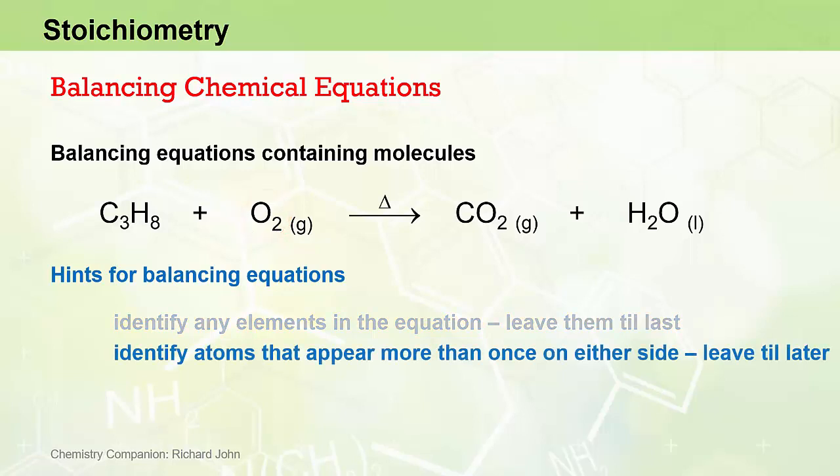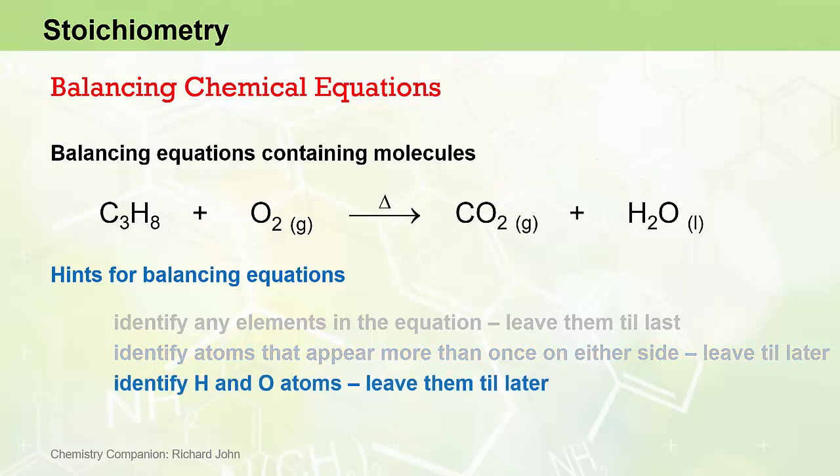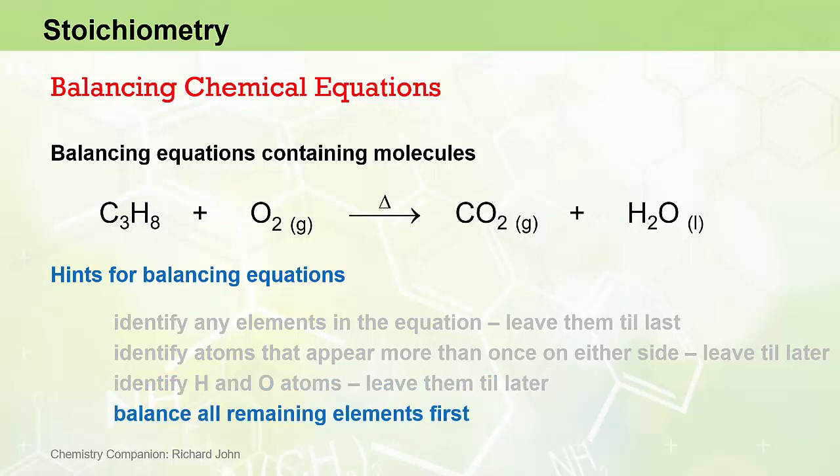It is also useful to identify atoms that appear more than once on each side of the equation, and we're going to leave them until later to balance. And what I mean by this, for example, is that oxygen appears in more than one substance on the right-hand side. So that's another reason to leave the balancing of oxygen atoms until last in this equation. We should also identify any hydrogen and oxygen atoms and leave them till later as well, particularly if water is in the chemical equation, because it is easy to balance hydrogen and oxygen atoms by adding or subtracting water molecules in the balancing process. And then finally, we're going to balance all remaining elements first.